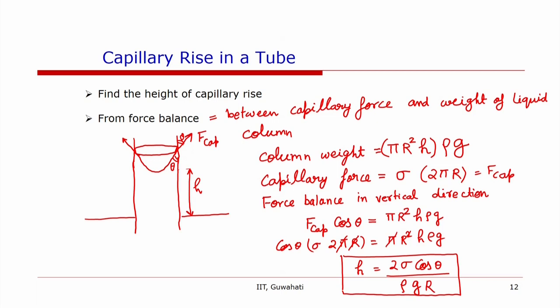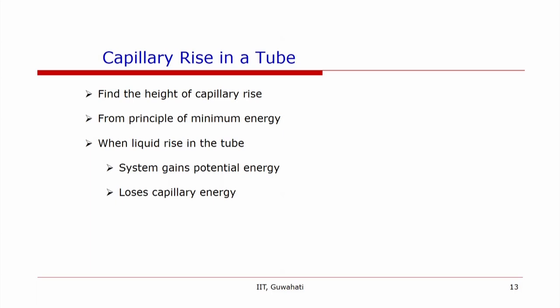Now we can also use the principle of energy minimization to obtain the height of capillary rise. So when we have a liquid rising in a tube, there are two changes in the energy. The system gains some potential energy, which is equal to half pi r square h square rho g, and the system loses capillary energy, which is equal to sigma sg.